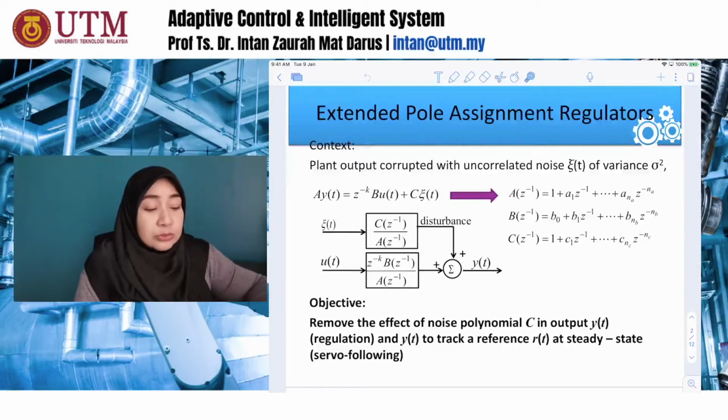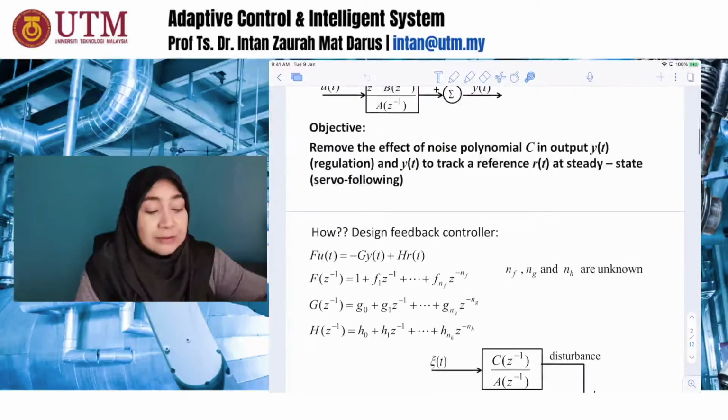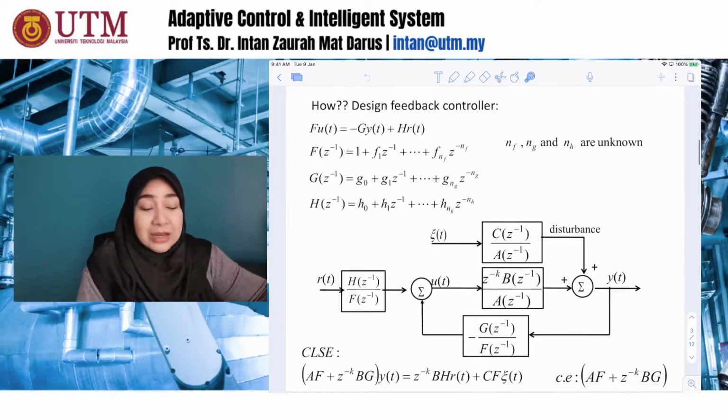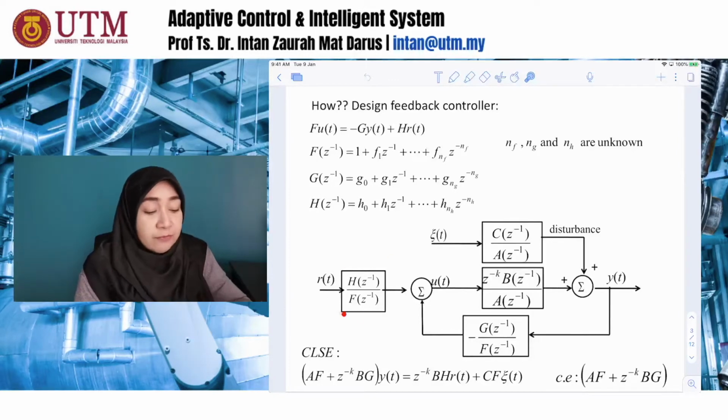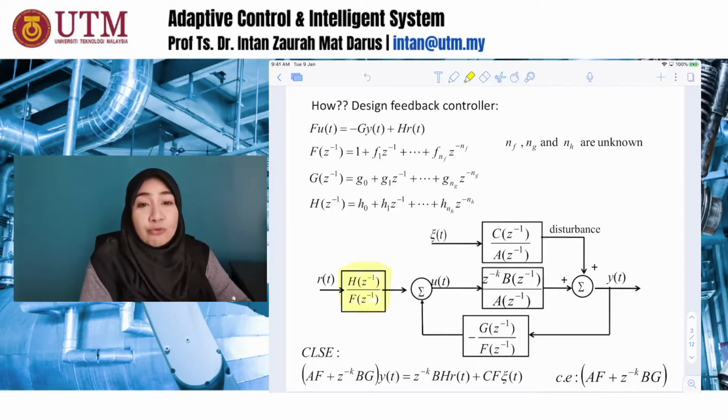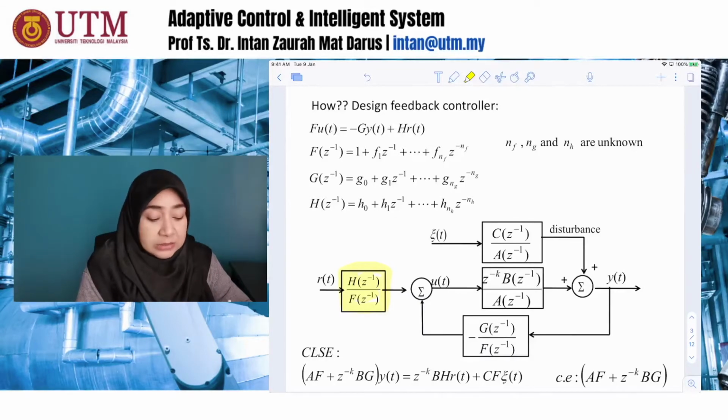So what we want to do is design a controller. Let's say we want to design a controller in both parts. The first part is the feed forward. I'm going to design a controller there on the feed forward where I have my controller defined as H(z^-1) divided by F(z^-1). So this is a polynomial H and F as the controller in the feed forward section.